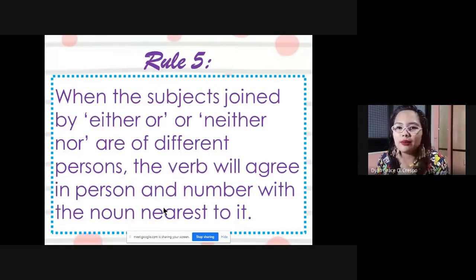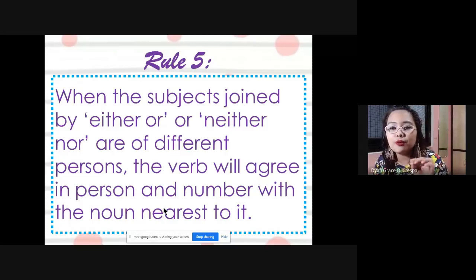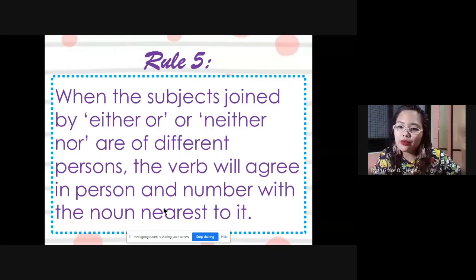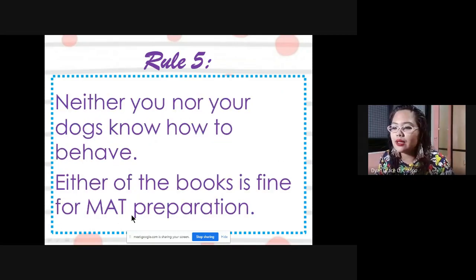Next one, naman tayo. When the subjects are joined by either or, so either or and neither nor are both correlative conjunctions. Partner kasi sila. Either or, neither nor. Sa either or, dalawa siya, pero dun sa neither, of course, it's no one. A different person. The verb will agree in the person and number with the noun nearest to it.